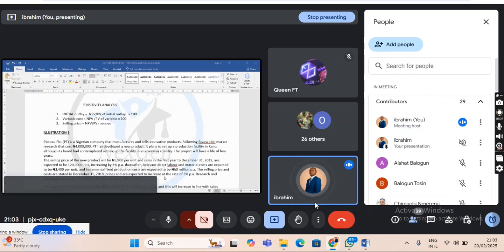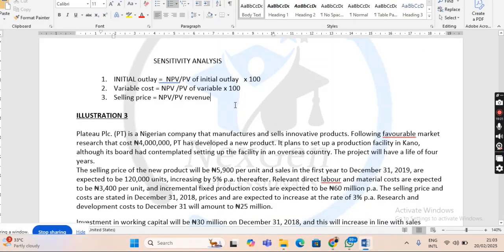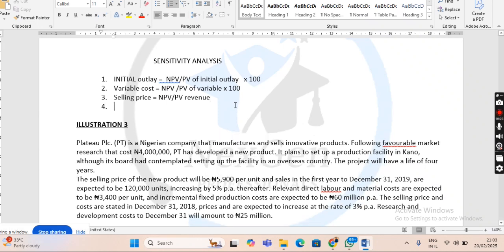When it is cost, it should not increase more than that. When it is revenue or contribution, it should not drop more than that. If not, the NPV will become negative, and that is the interpretation. Now, you multiply by 100.